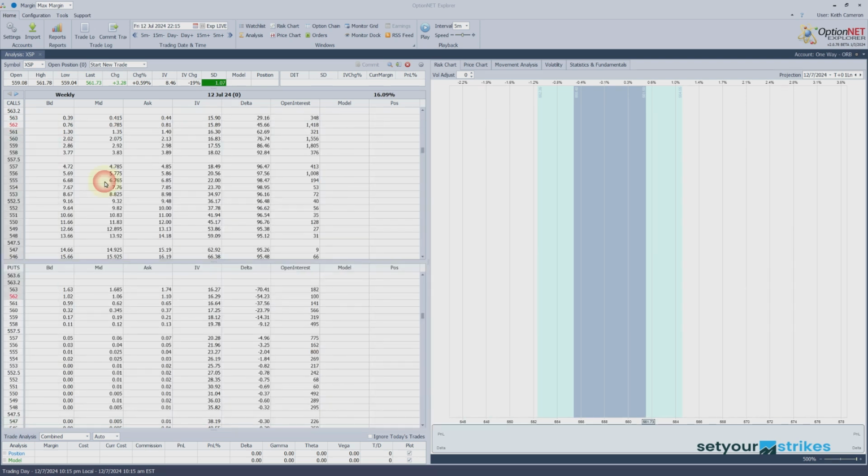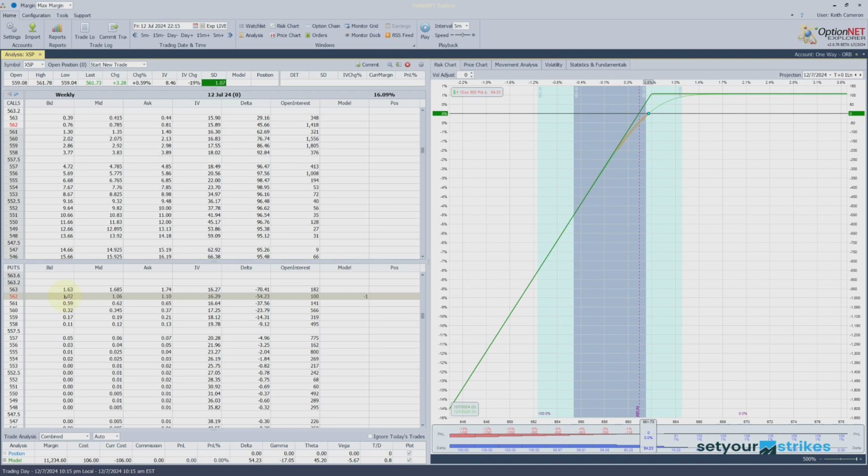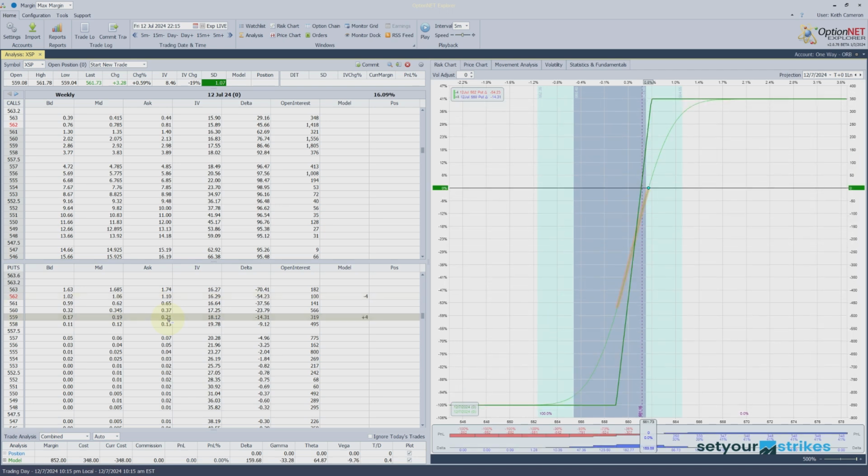Let's put our trade on here. This is a bullish trade, so we want puts. I'm going to just sell the short strike here, 562. 4 contracts at 559. There's our credit spread. Again, looks okay.